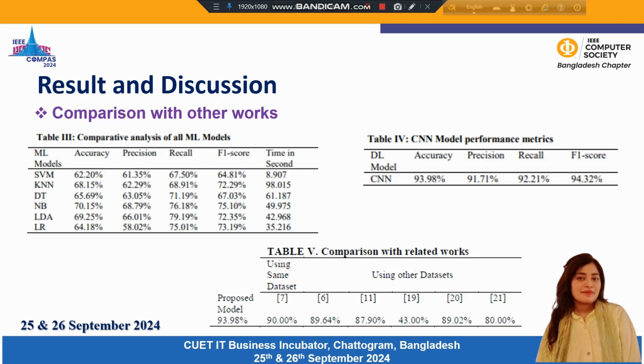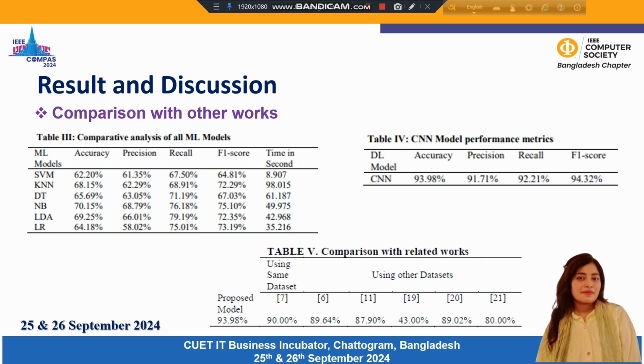Result and discussion. For the comparison with other work, in table 3 a comparative analysis of all machine learning models is used here. You can see that SVM has the lowest accuracy and F1 score. It is 62.20% and the F1 score is 64.81%, while naive Bayes has the highest accuracy, that is 70.15%, and the F1 score is 75.10% in ML.